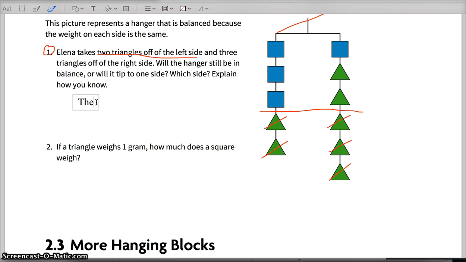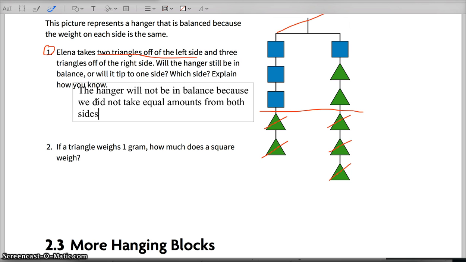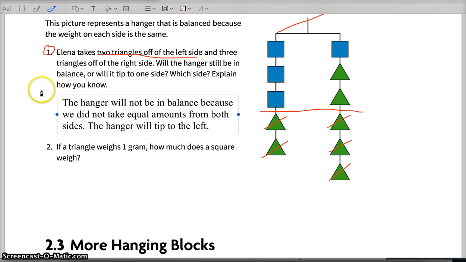So I love complete sentences here. So the hanger will not be in balance because we did not take equal amounts from both sides. The hanger will tip to the left. That is an example of a type of answer that I would like in your book. And you can go ahead and write that in. Pause the video now so you can get that written down.